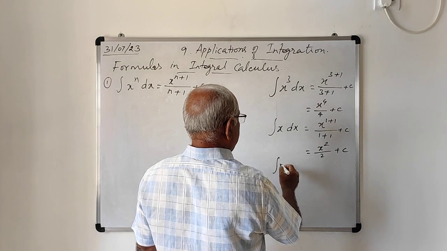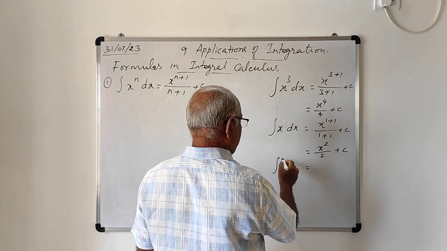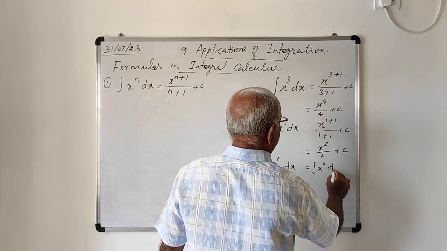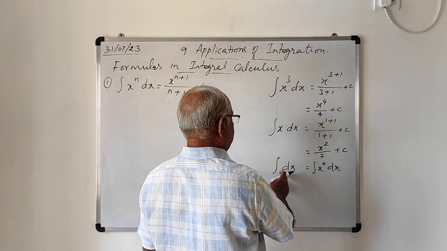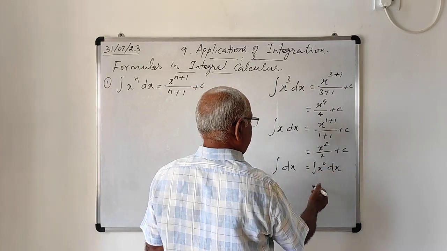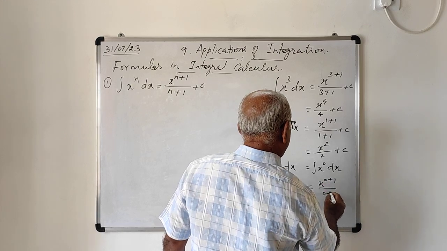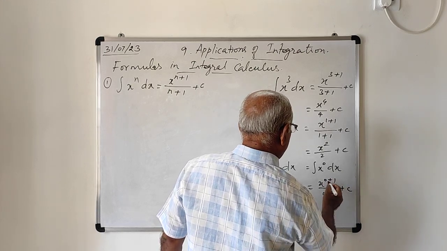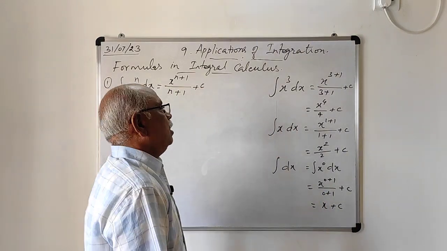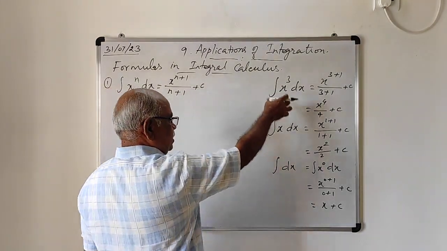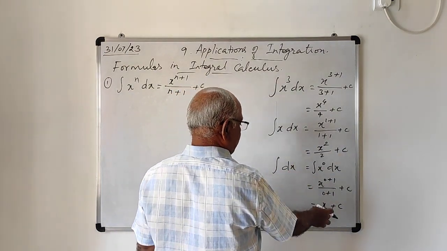And one more thing you can write: the integral of dx only. In this case, there is no x power. Here you can write x power 0 dx. X power 0 is 1, because anything power 0 is 1, and 1 into dx is dx. So the integral of dx can be expressed as the integral of x power 0 dx. Again by the rule, x power 0 plus 1 by 0 plus 1, plus c. X power 0 plus 1 is x, x by 1 is x, plus c. The integral of dx is x plus c. By using this result, you can consider these values: the integral of x dx is x square by 2, and the integral of dx is just x plus c.